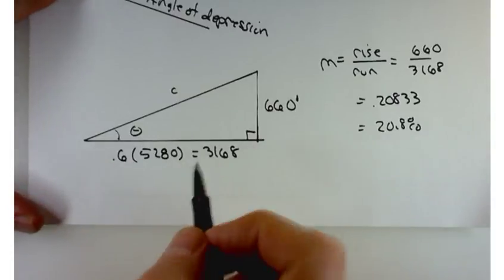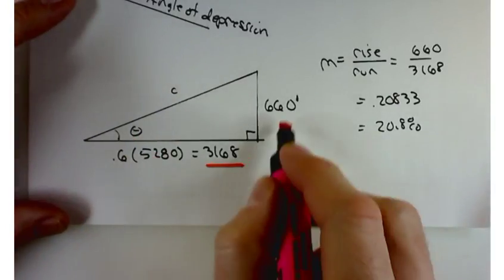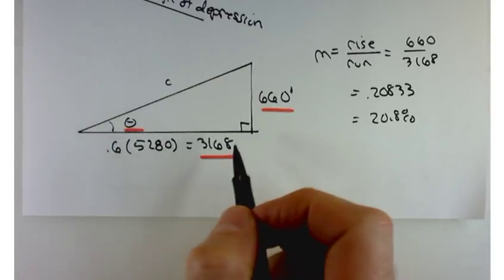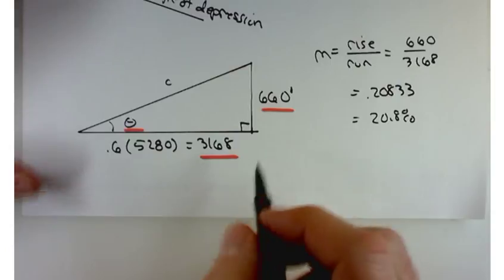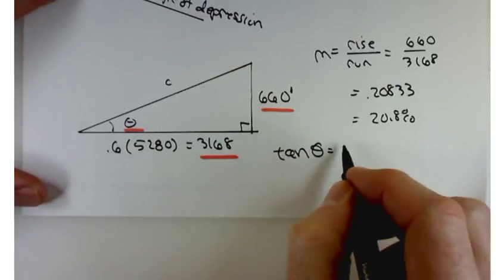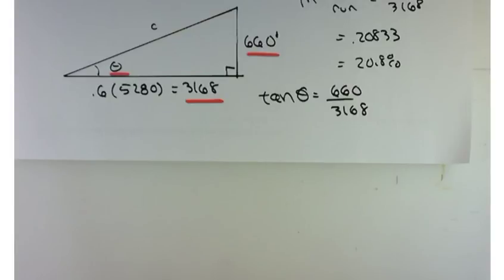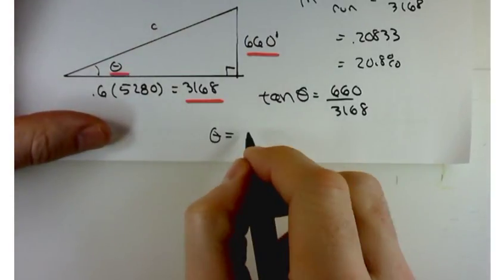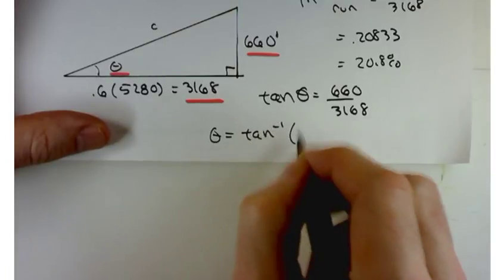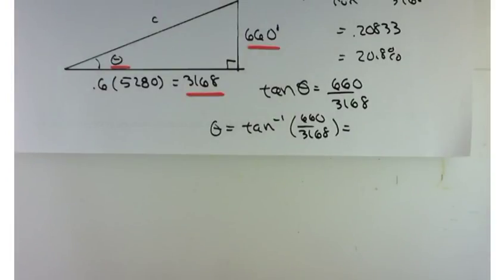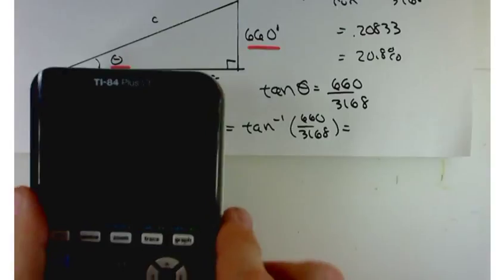Well, let's see if we can come up with a trigonometric function that involves this side and this angle. Tangent of theta. Tangent of theta is going to be 660 over 3168. What do I do if I want to solve for theta, if I actually want the angle itself? Yeah, the inverse. So theta is going to be the inverse tangent of 660 over 3168. And that'll give you the angle, which is different than the percentage that we just had.